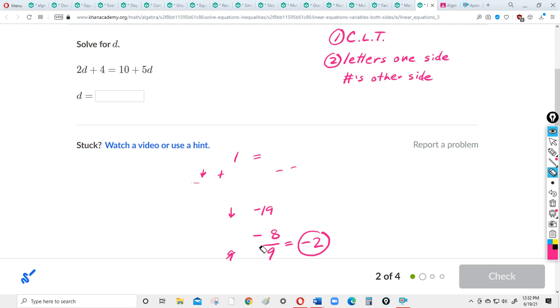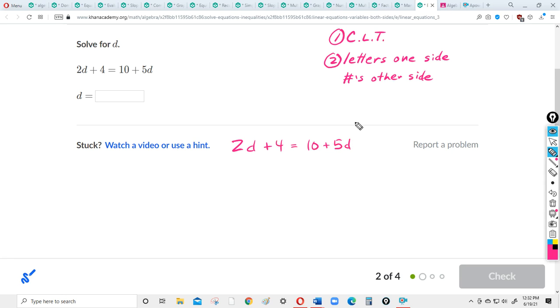So I'm going to leave the two steps up for now. Step 1, combine like terms. We can't do that here. We can't combine 2d plus 4. We can't combine 10 plus 5d. So there's nothing to combine. I'm just going to rewrite it so there's more room. 2d plus 4 equals 10 plus 5d. So we can't do step 1. Step 2 is to get letters on one side and numbers on the other side.